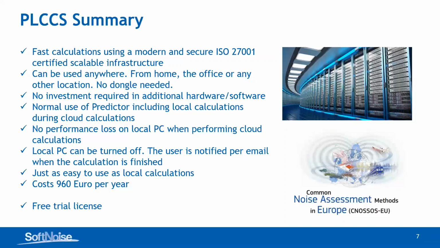Costs are €960 per year, and you can request a free trial license on our SoftNoise website. You can check it out yourself, try it out yourself. Next to the benefit that you do not need a dongle, there's also the benefit that you can upscale your performance. That's needed next year when you start doing the large-scale noise mapping in the European Union, which needs to be done in 2022. My guess is that next year those projects will start.